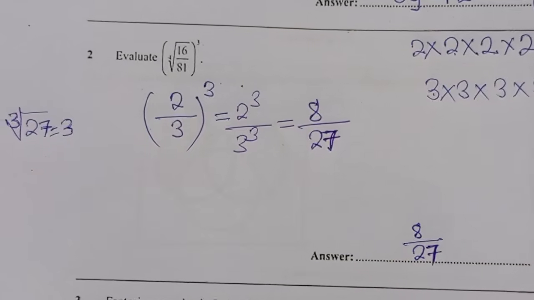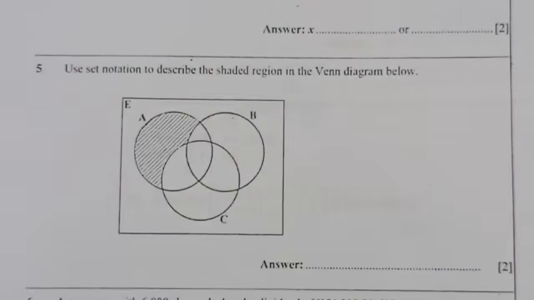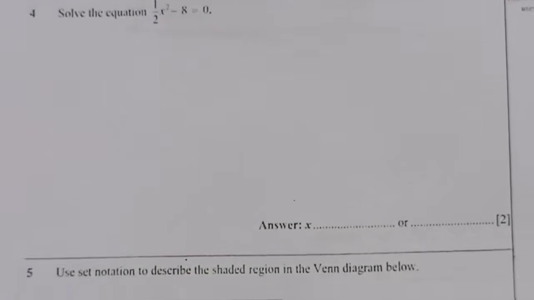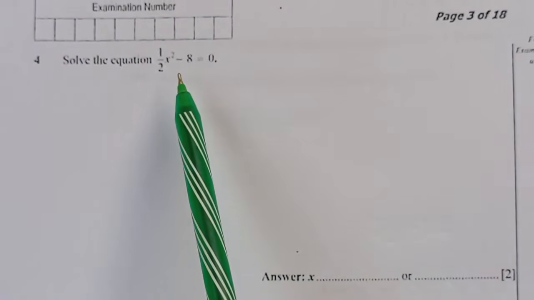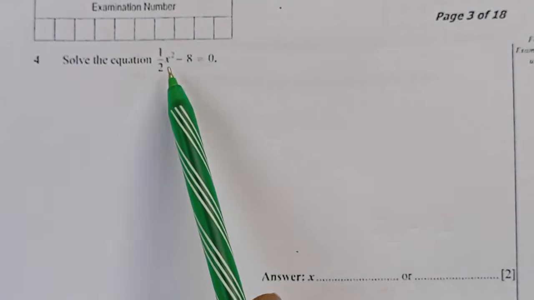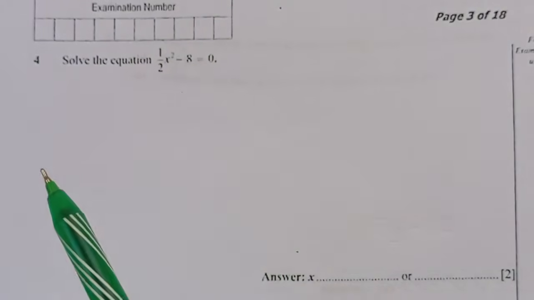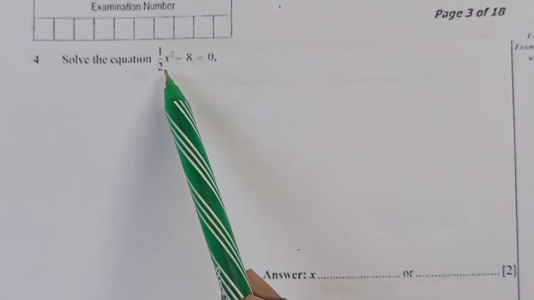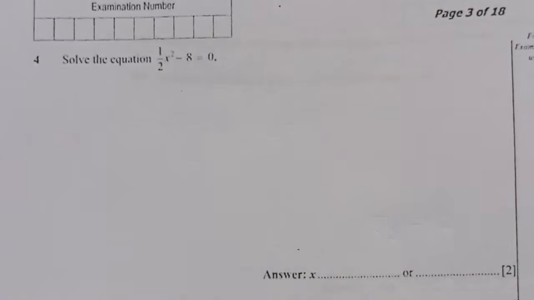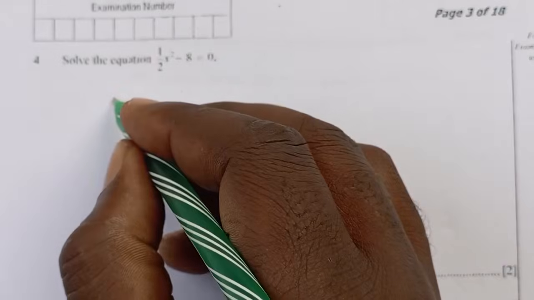We jump to another question. I guess you are able to follow through. We jump to now question number 4. Question number 4 is here. I believe you are able to see it. So how do you work out this? First of all, there is a fraction here. This is 1 over 2 x squared minus 8 equal to 0. The first thing you need to do, these are just simpler methods that I'm showing you, to cancel out this fraction, multiply by 2 throughout so that you cancel the fraction.